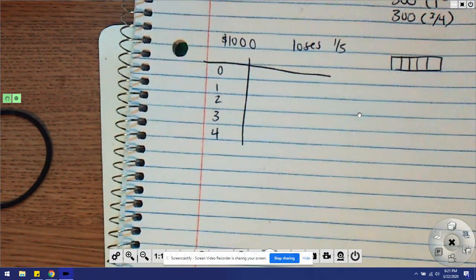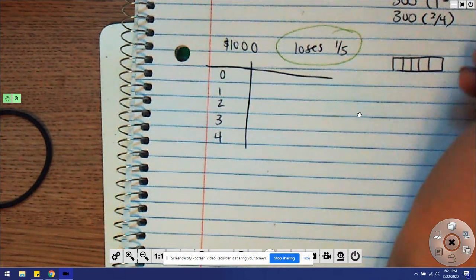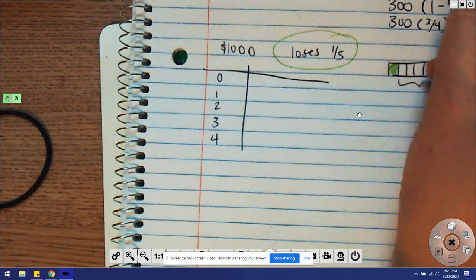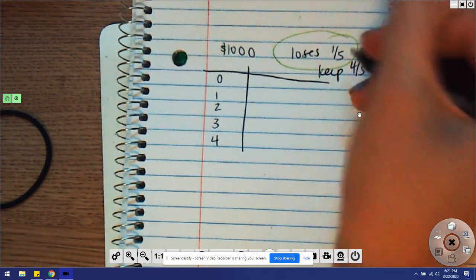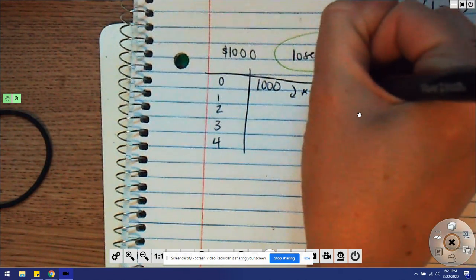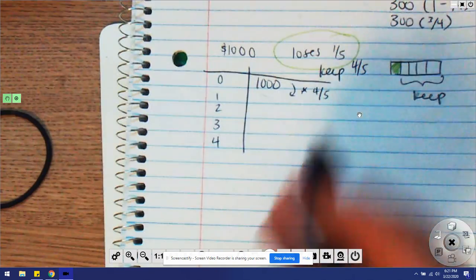So when I think about losing 1/5, if this is the whole value of the computer and I'm taking away 1/5 of it, that actually means that I get to keep 4/5 of the value. So if we start at $1,000 and I want to know how much I get to keep after 1 year, I multiply by 4/5.